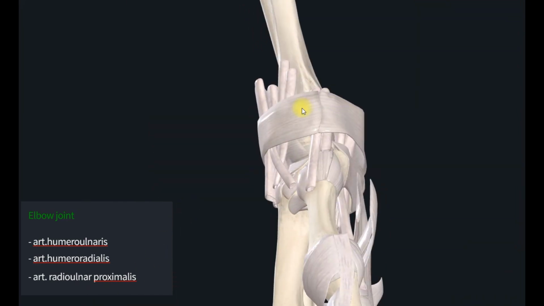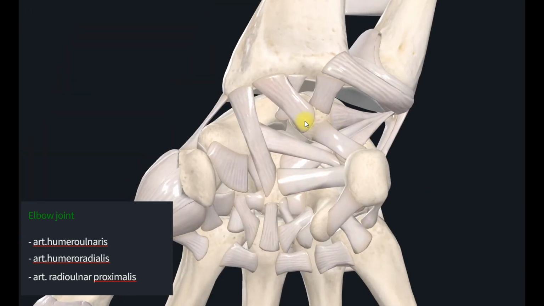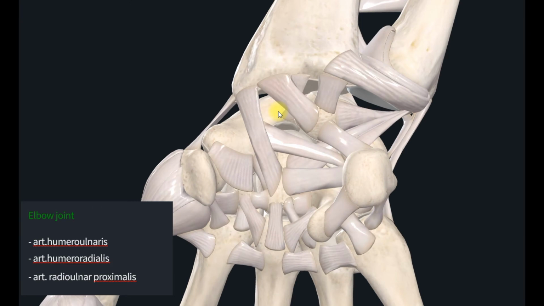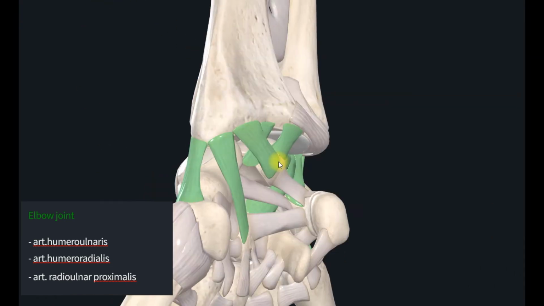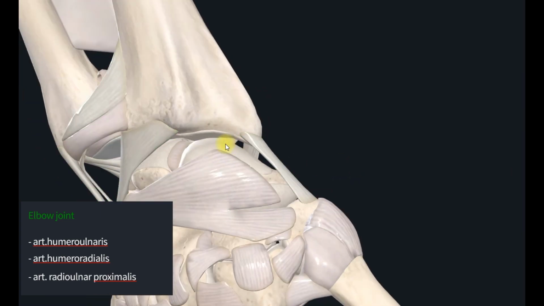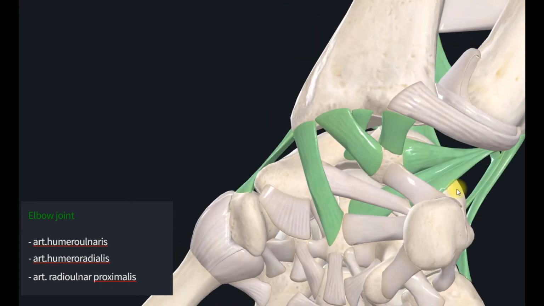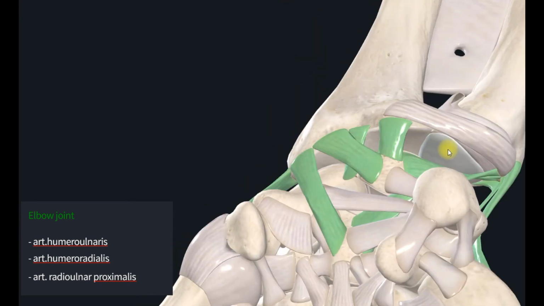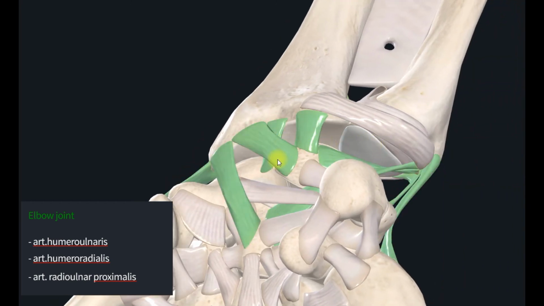There are also synovial sheaths and retinaculums, and if we remove all these retinaculums and synovial sheaths, you'll see all the bones located in this region with each other. But if we talk about the radiocarpal joint, it is located between the radius, scaphoid bone, lunate bone, and triquetrum bone, also with the articular disc in this region. These all form the wrist joint or radiocarpal joint.